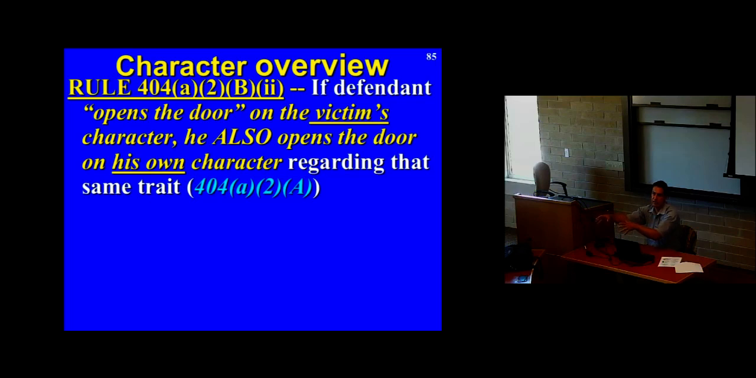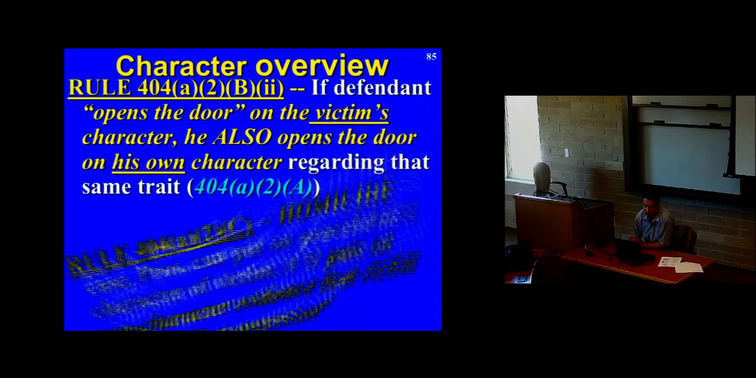This rule makes it that the prosecution can not only bring up good character evidence of the victim, but also they can bring up bad character evidence of the defendant. And if the defendant says, I never opened the door on myself, the prosecution could say, that's true. You never put on good character evidence of yourself, but by putting on bad character evidence of the victim, you opened the door on yourself on that same character trait.